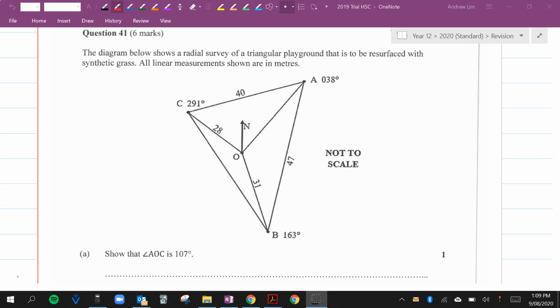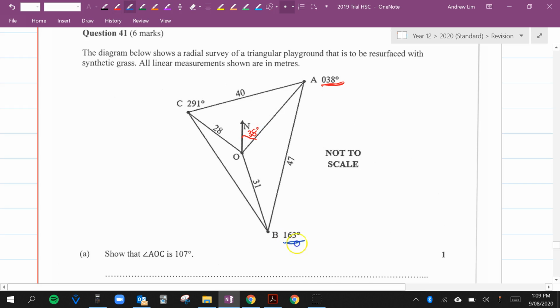Okay, so this question says, the diagram below shows a radial survey of a triangular playground that is to be resurfaced with synthetic grass. All linear measurements shown are in meters. So what this 38 degrees means is that this angle here is 38 degrees.